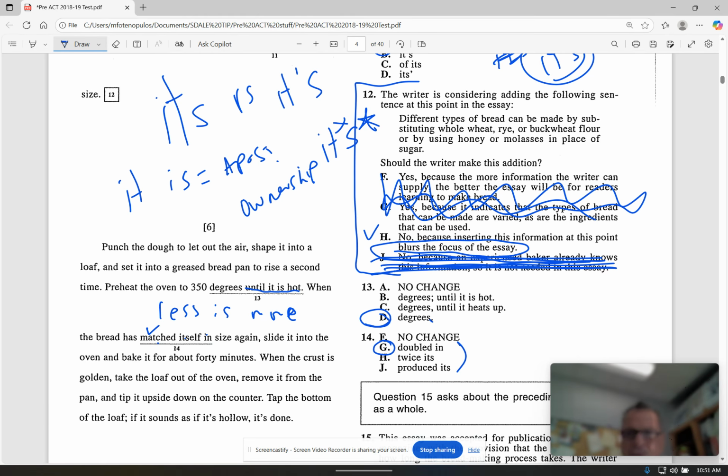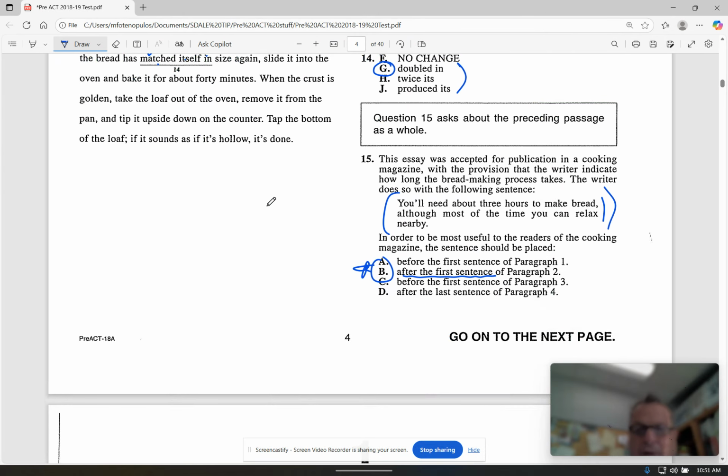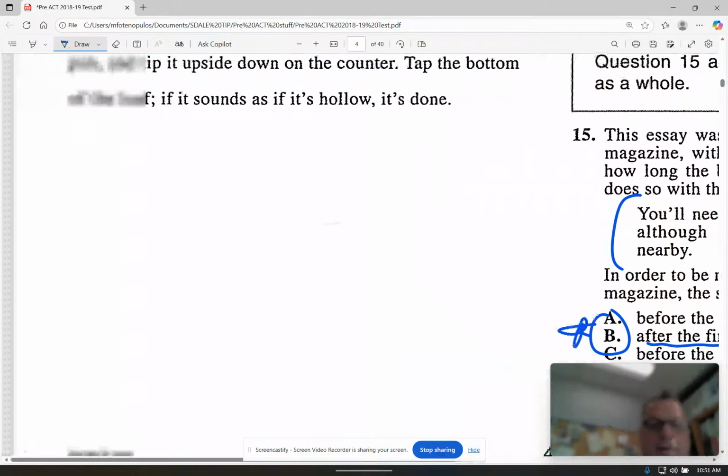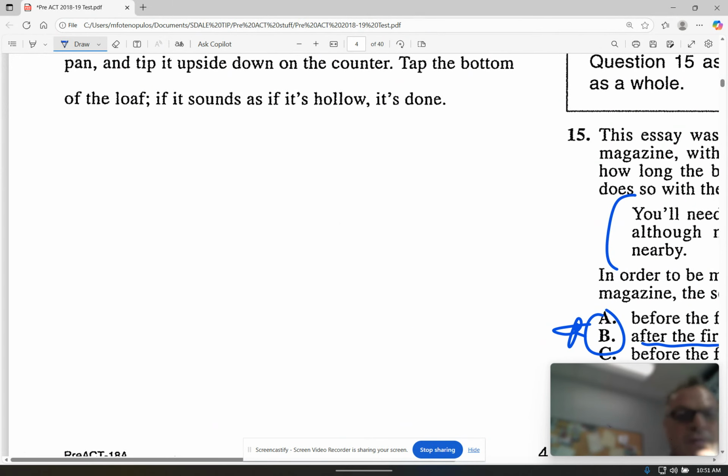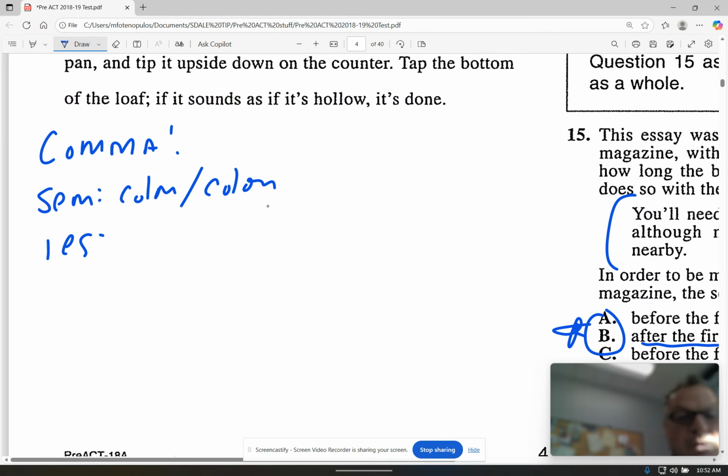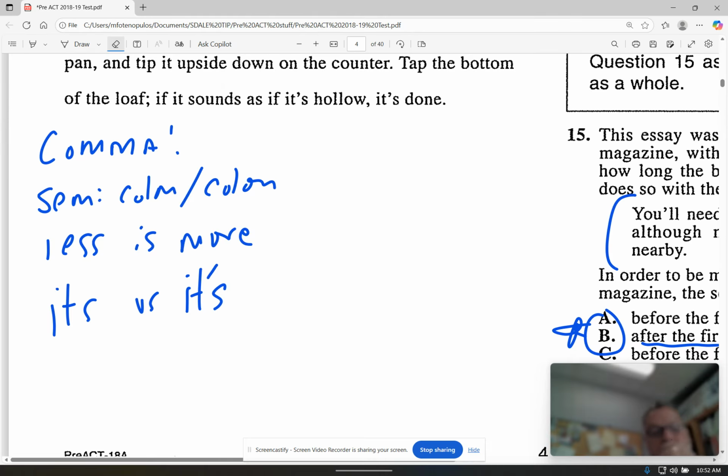Okay, so did you learn some things that we could do in the future? Did you learn some things that you're going to see over and over again? Number one, how to deal with the comma. That's pretty big. Dealing with semicolons and colons. Less is more. These are just some of the ideas. It's versus its, with the apostrophe. Okay. These are some of the things that I would probably start working on.